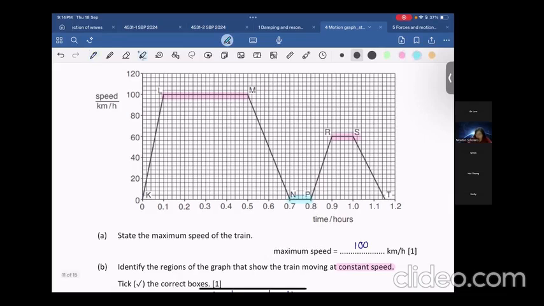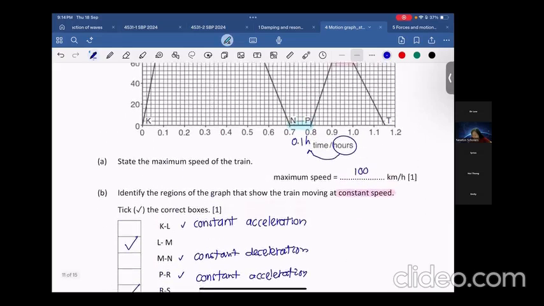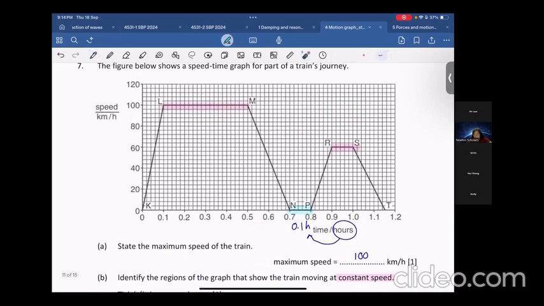Okay, not moving is this area. So it's actually 0.1 hour. Don't forget this unit is in hour. They ask you to convert to minutes. So 0.1 hour convert to minutes. So it should be 0.1 times 60. So it's 6 minutes. Okay, what is the distance traveled by the train between the point M and N? Point this. Okay, what is your area? What is your distance from here?